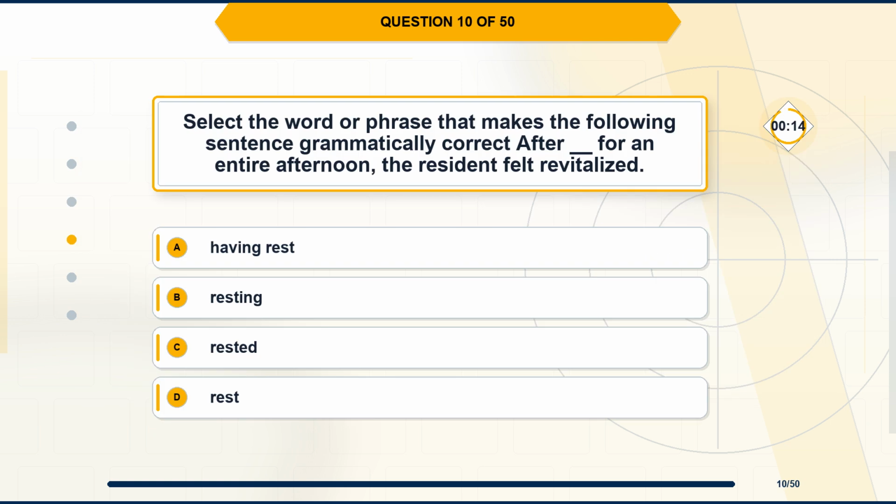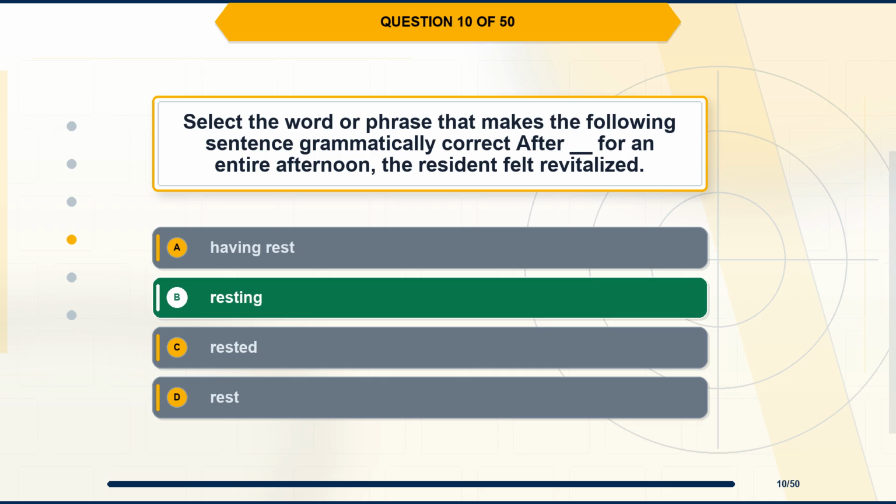Question 10. Select the word or phrase that makes the following sentence grammatically correct. After blank for an entire afternoon, the resident felt revitalized. Option A. Having rest. Option B. Resting. Option C. Rested. Option D. Rest.